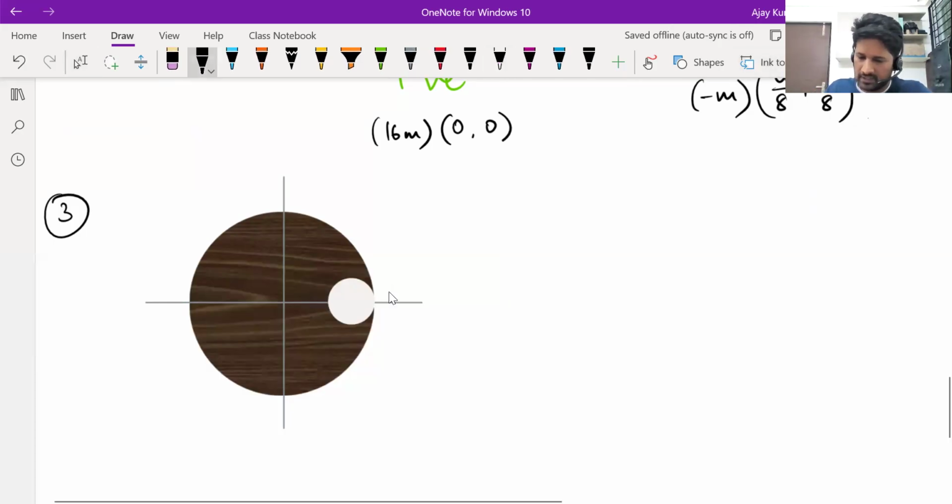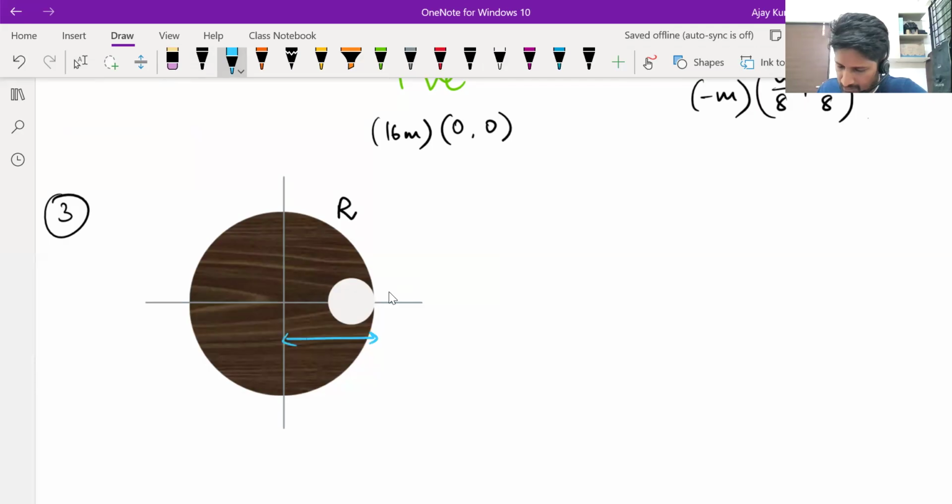So full circle radius is r. The removed part, you can see like from here to here, if it is r, from here to here would be r by 2. Then the removed part's radius is r by 4. Okay, you can see where the origin is. You write the coordinates carefully. Removed part radius r by 4. It's a circular plate from which some part has been cut out. The part that is cut out is also in the shape of a circle itself.